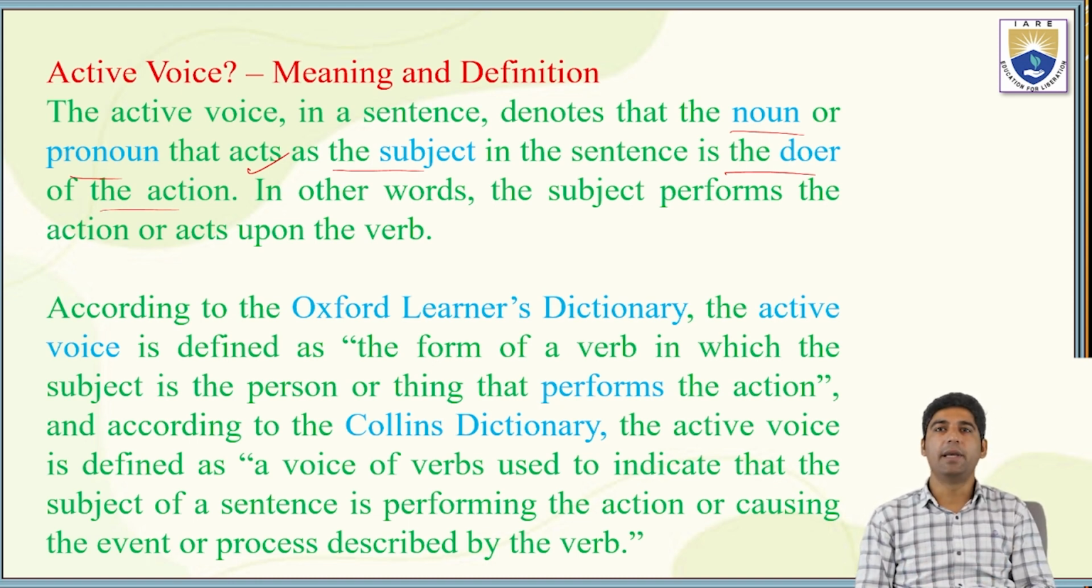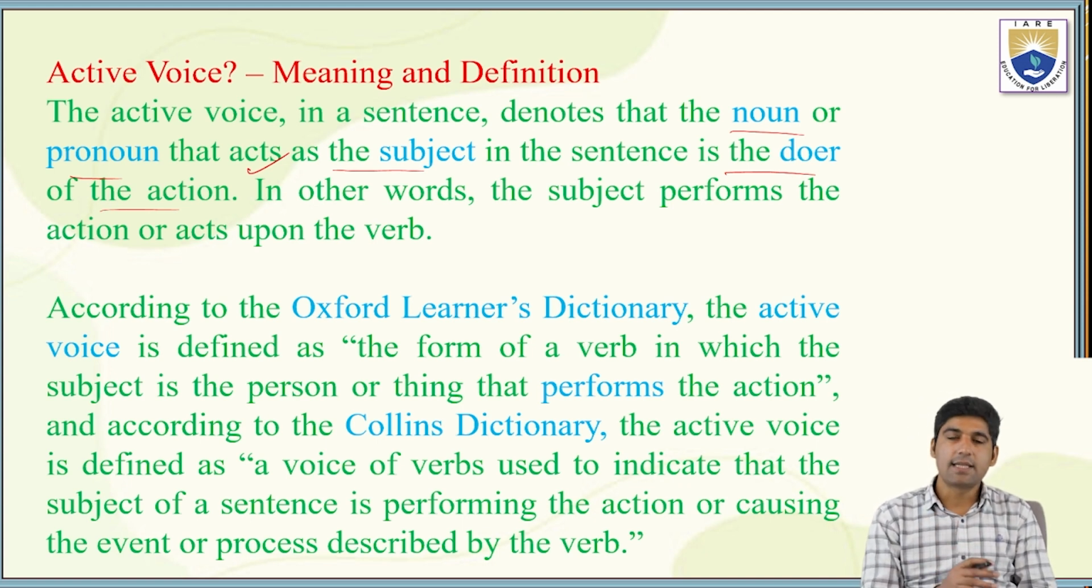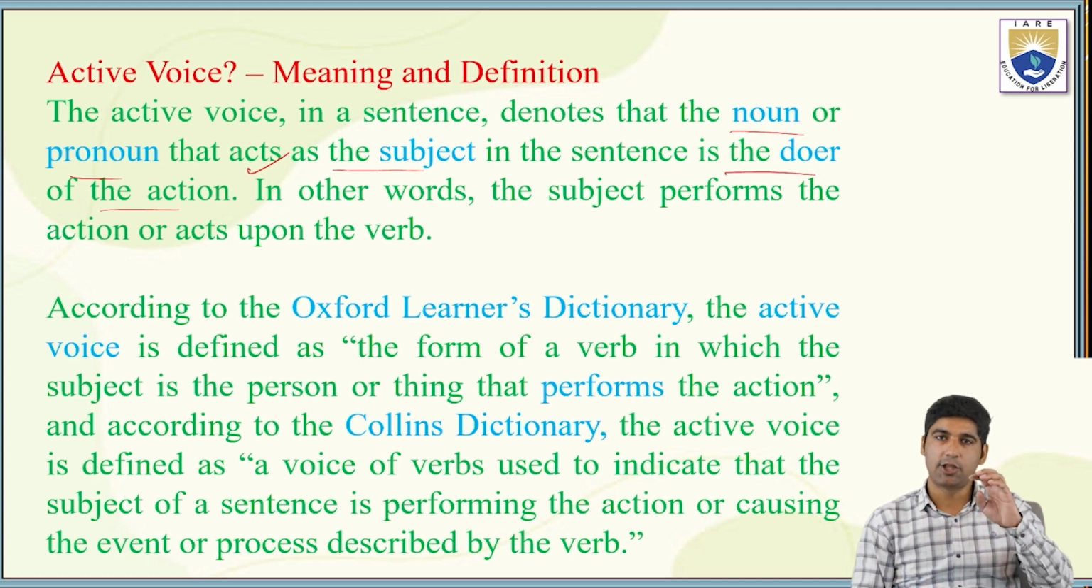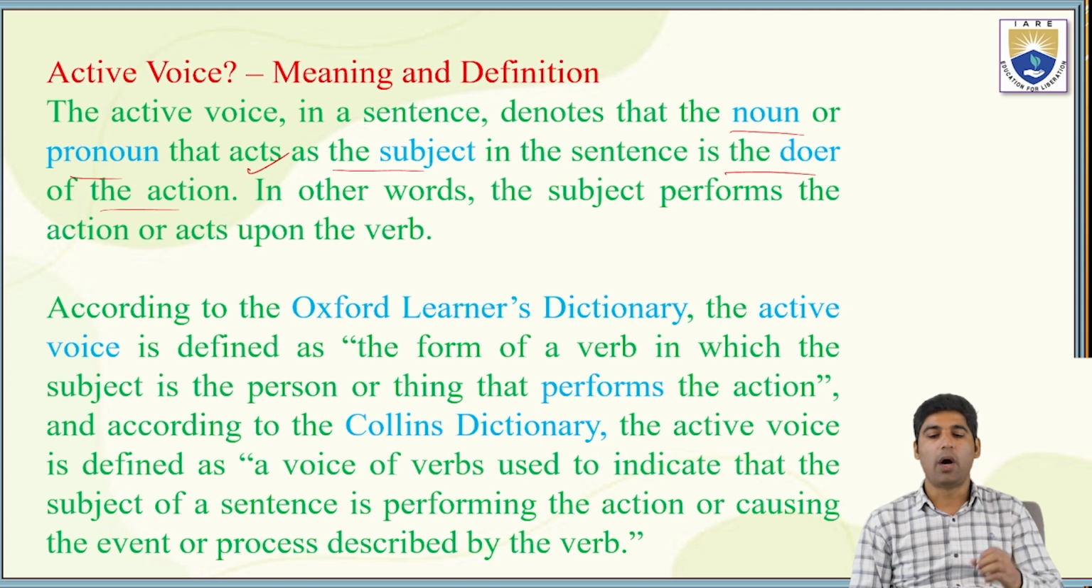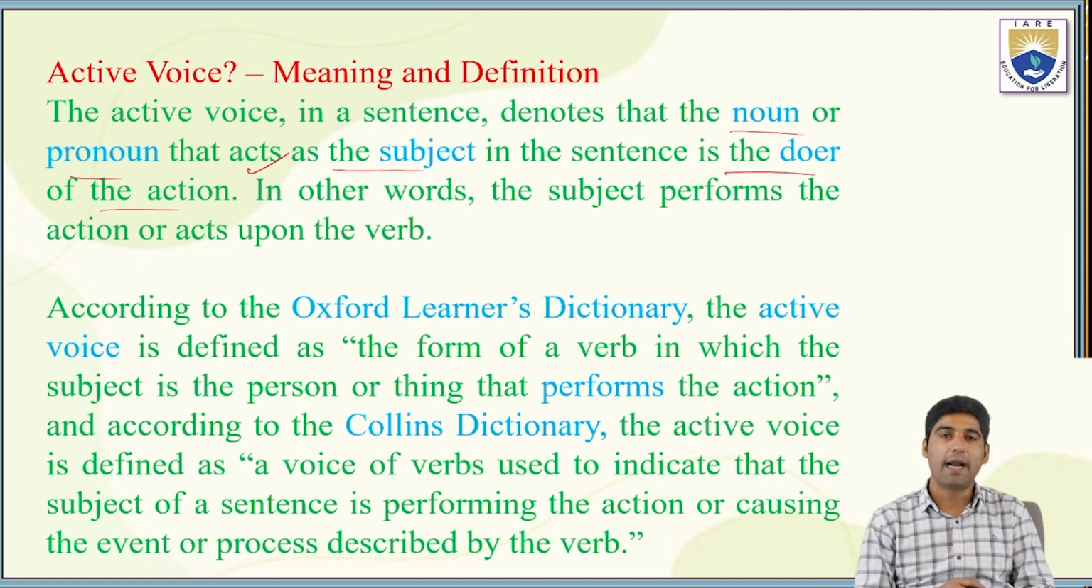Active voice denotes the noun or pronoun that acts as the subject in a sentence. That means active voice is associated with the subject, which remains a noun or pronoun. Active voice shows us that the subject is the doer of the action. So active voice is that voice which denotes the noun or the pronoun that acts as the subject in a sentence and is the doer of that action.